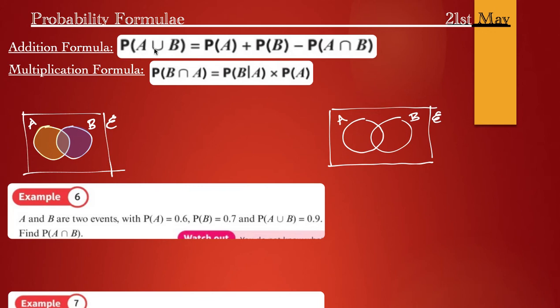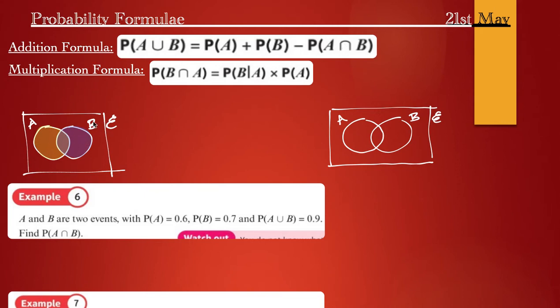The addition formula, probability of A union B, is probability of A plus probability of B minus the probability of their intersection. And the multiplication formula, probability of B intersection A, is the probability of B given A times by the probability of A. So that sounds probably quite confusing at the moment. I'm going to explain where the first one comes from.